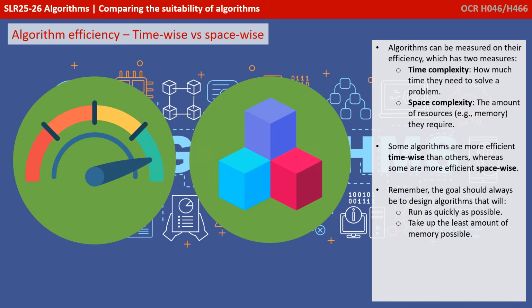Algorithms can be measured on their efficiency, which has 2 measures: time complexity, how much time they need to solve a problem, and space complexity, the amount of resources, e.g. memory, they require. Some algorithms are more efficient time-wise than others, whereas some are more efficient space-wise. Remember, the goal should always be to design algorithms that will run as quickly as possible and take up the least amount of memory as possible.